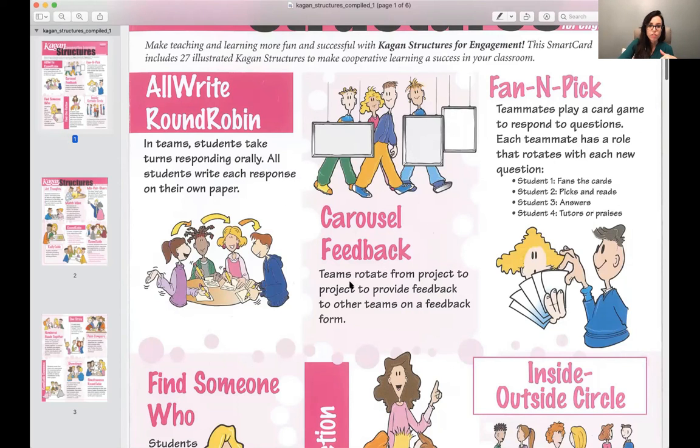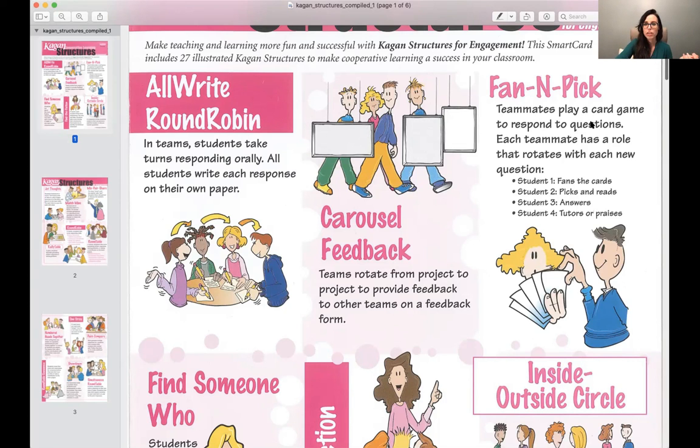So carousel feedback, teams rotate from project to project to provide feedback to other teams on a feedback form. So maybe they're walking around the room and they'd say, oh, I think this part of your assignment's good. And then they go to the next person and then they give them feedback as well. If you YouTube these, I'm telling you, there's probably examples you could watch in a classroom too. And I'm going to show you two examples of that, because I want you to be able to see how important this is and how fun it is too.